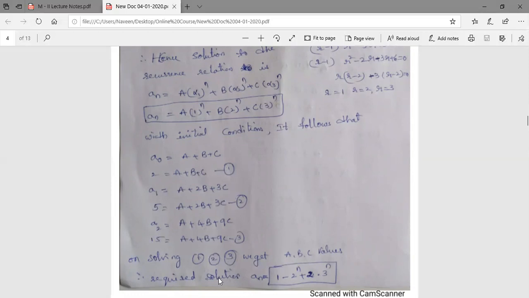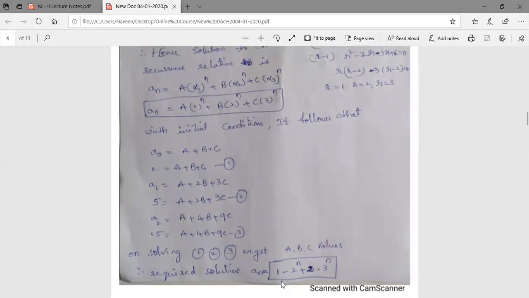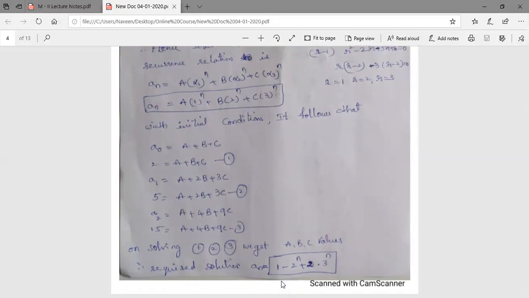On solving these 3, we got A, B, C values as 1, minus 1, 2. Therefore, the required solution will be a_n is equal to 1 into 1^n plus B into 2^n plus C into 3^n. Therefore, the required solution will become a_n is equal to 1 minus 2^n plus 2 into 3^n, with A value as 1, B value as minus 1, C value as 2. Okay, this is about solving recurrence relations.